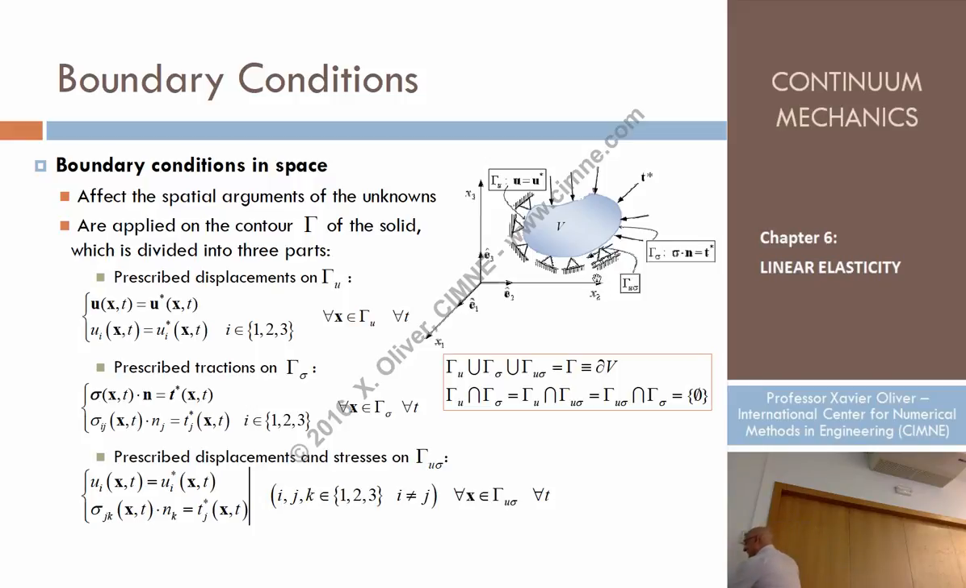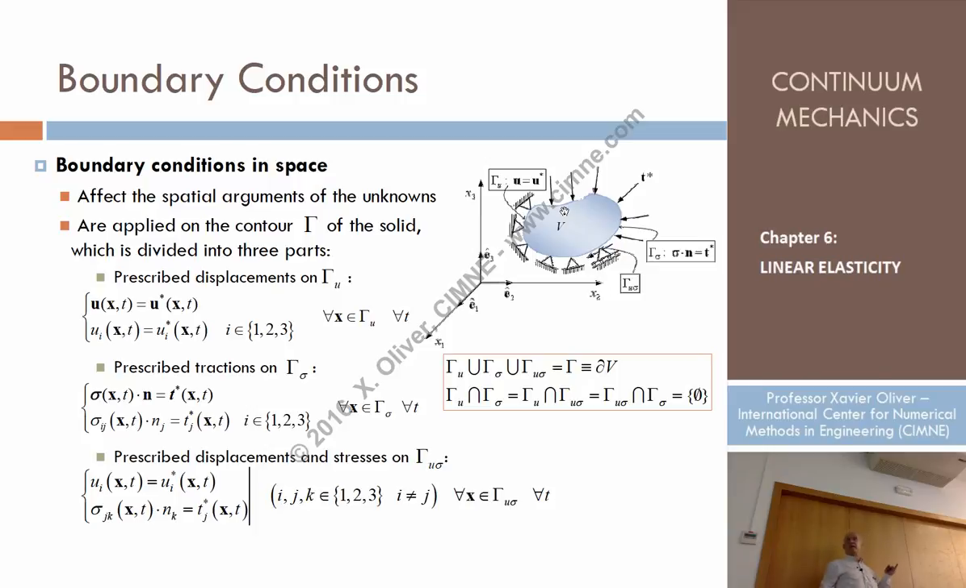So, finally, the boundary is split into 3 parts. The boundary of V, which is now termed gamma, is considered the union of gamma u, where we have displacements known, gamma sigma, where we have tractions known, and gamma u sigma, where we have some components of the displacements known and some components of the forces known. And that's important. This defines all points of the boundary. So the union of these 3 is gamma.